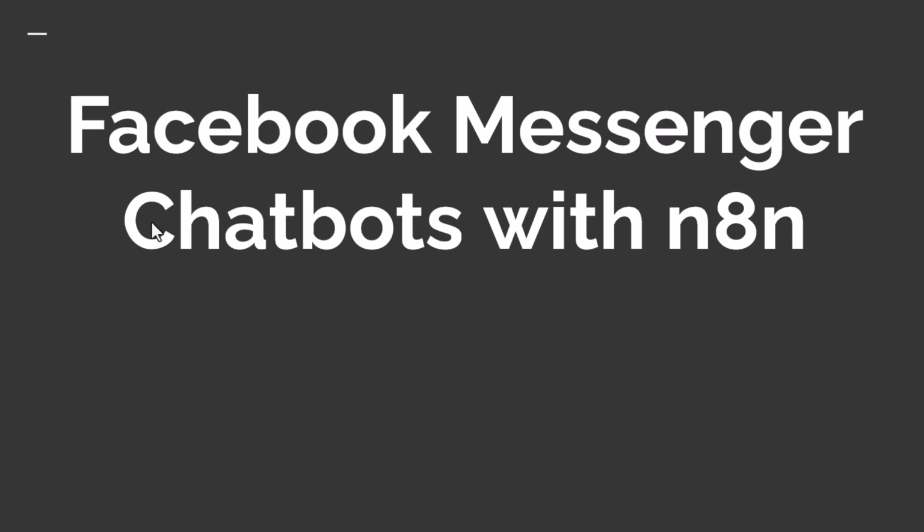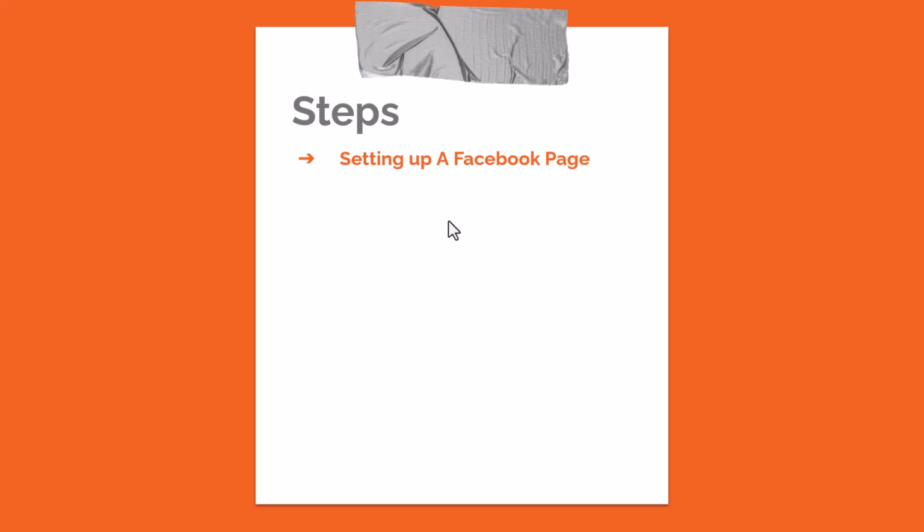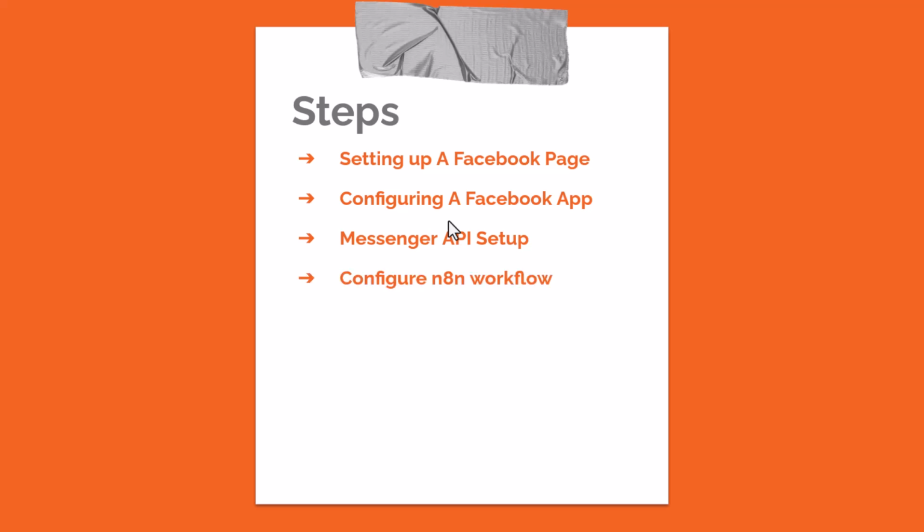So the first step is setting up a Facebook page. The assumption is you already have a Facebook page, so I'm not going to go into helping you set up a new Facebook page. The second thing is we need to configure a Facebook app. The third one is to set up Messenger API. So we're going to configure the API keys and all that. The fourth one is to configure the n8n workflow.